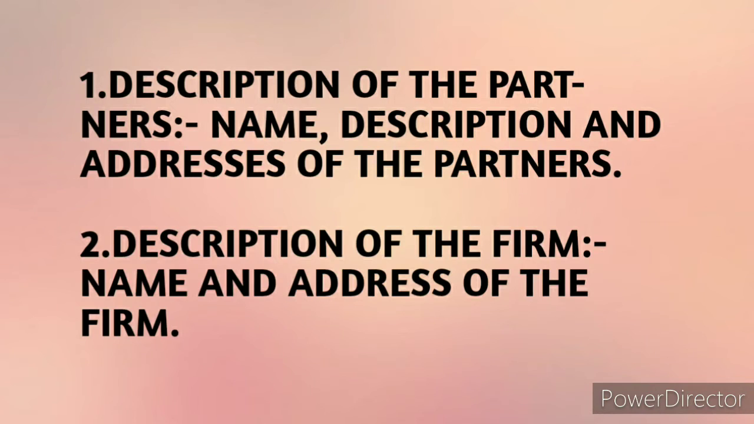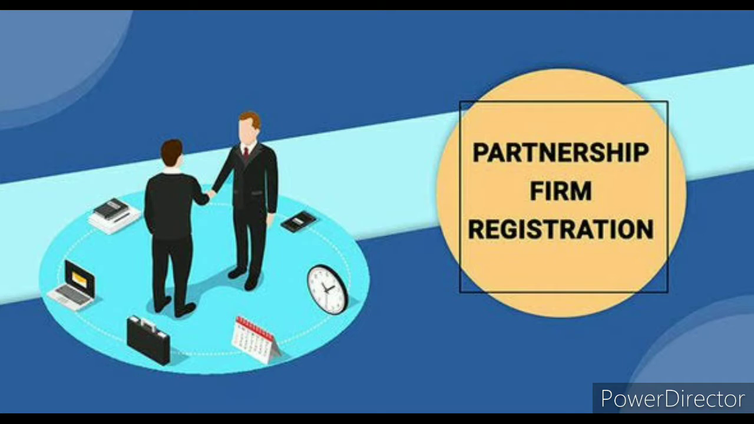Second is description of the firm. Name and address of the firm is mentioned in the partnership deed, under what name they are registering and starting their business and firm. If there is any other branch of that business, those names and addresses will be mentioned in the partnership deed.